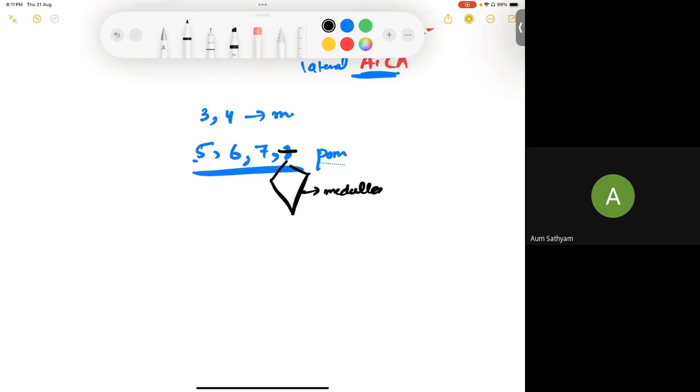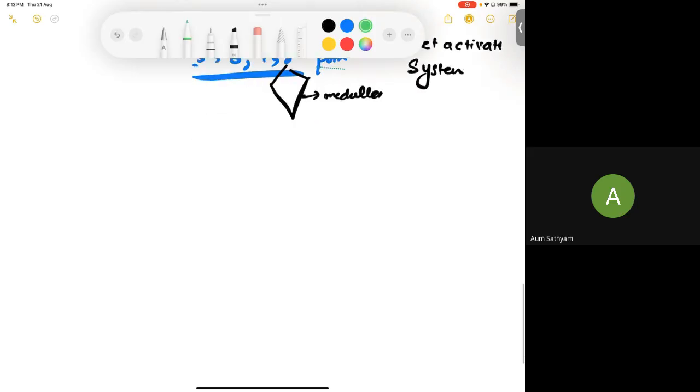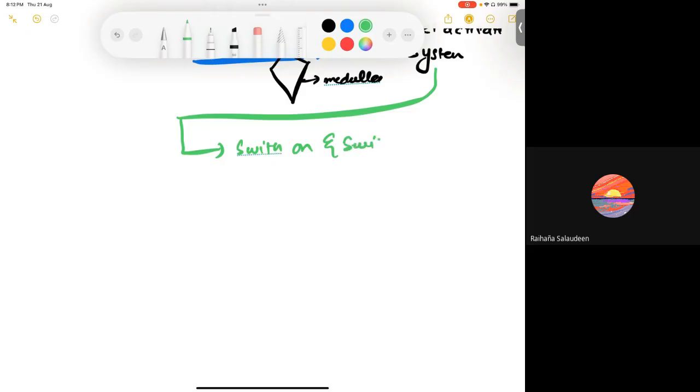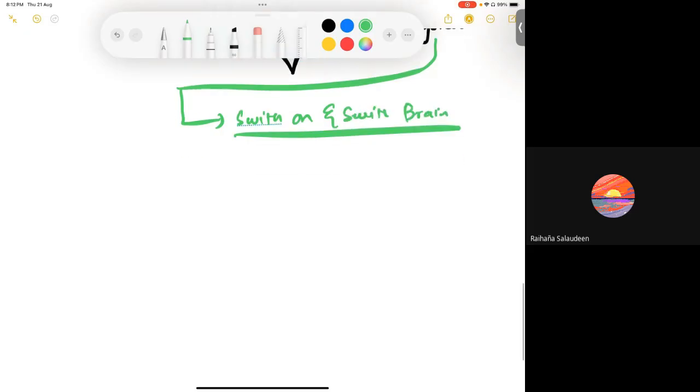The reticular activating system is also present here within the pons. What is the reticular activating system? Do you guys know? The reticular activating system is basically a switch. It's basically a switch on and switch off of your brain. Just keep that in mind, right? Switch on and switch off of your brain.